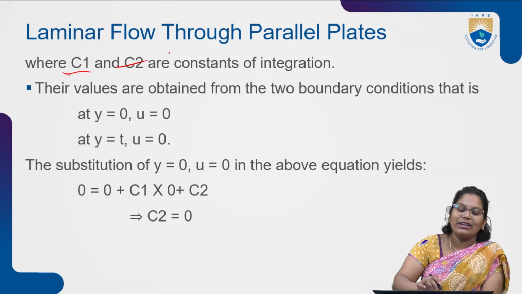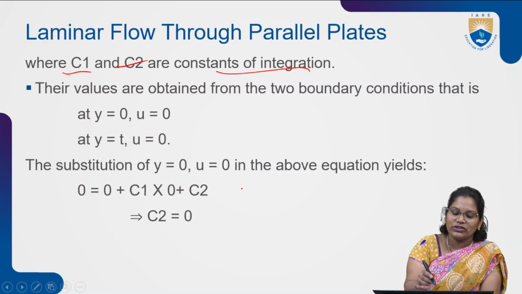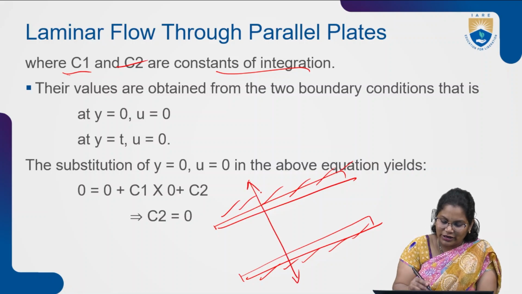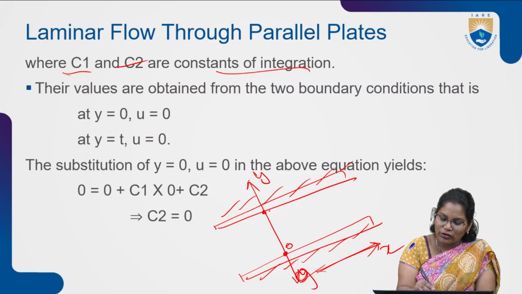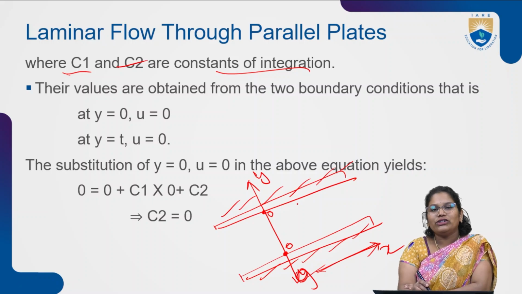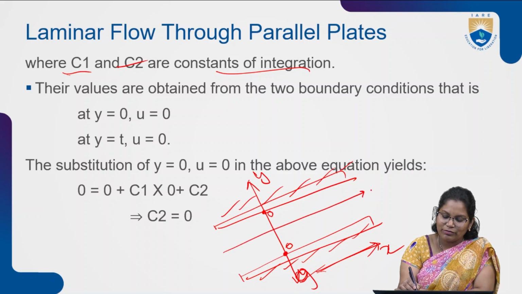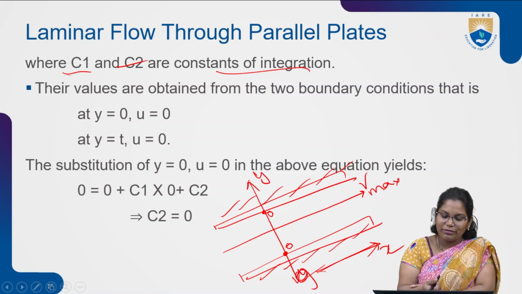Here both c1 and c2 are constants. We have to find out what c1 and c2 are by giving some boundary conditions, right? Here these are your parallel plates and the flow is moving in between these two plates. This is the y direction and this is the x direction. At this point the velocity is 0. We have already learned that at the boundaries the velocity is 0 due to the frictional resistance acting at the boundaries, and the velocity is maximum at the center.